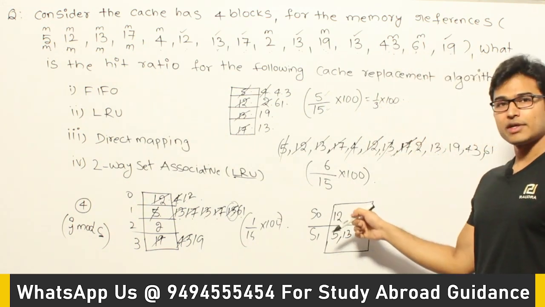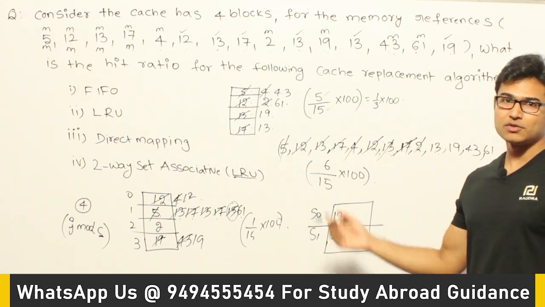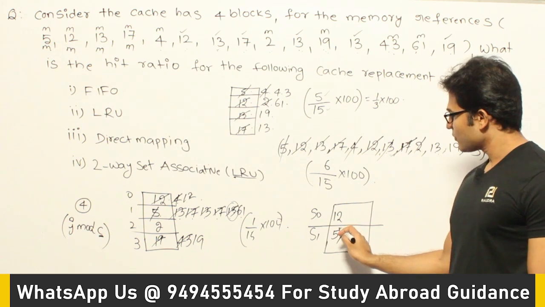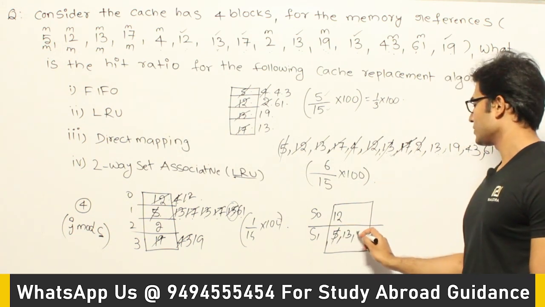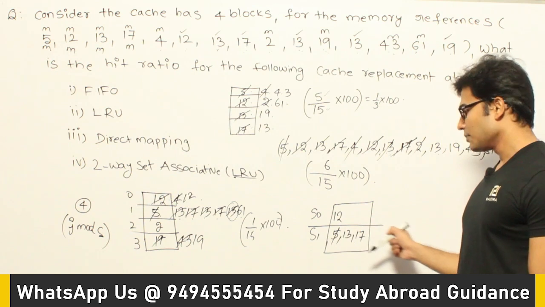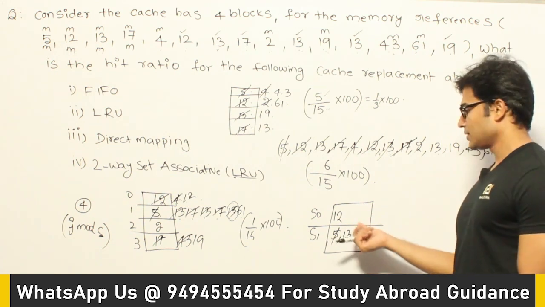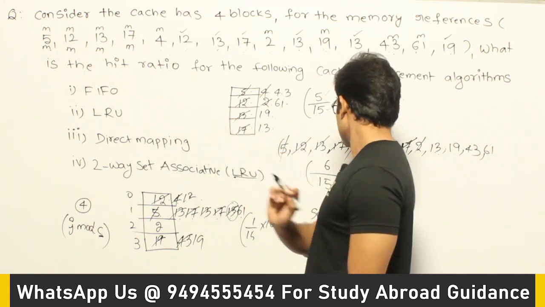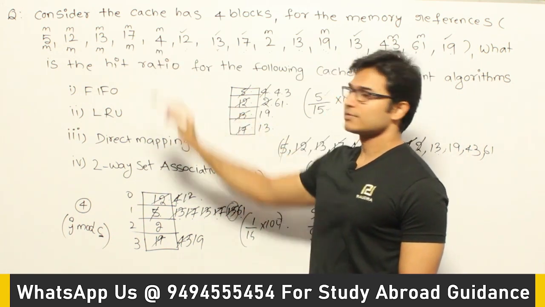So you can also think of it as even numbers here, odd numbers here, since it is only 2 sets, right? Okay, 17 has to come here. So replace this 5 with 17, right? And you keep track of this list. That is going to tell you which one is least recently used. Okay. And then 4 is not present there, so it is a miss.